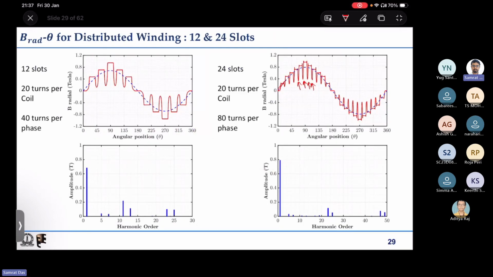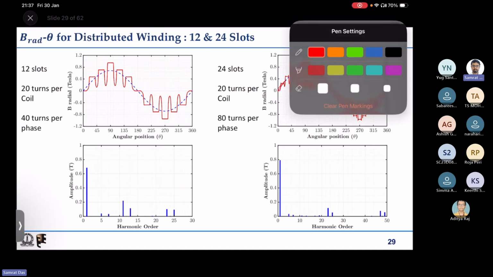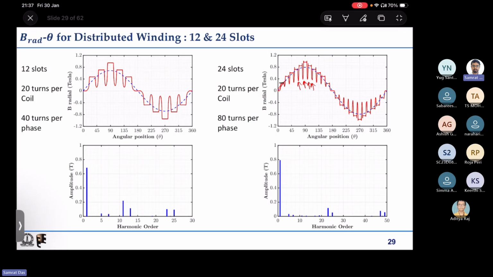So if we do this mathematics, then we will basically have this type of MMF distribution. So some MMF, then there will be a stepped change, then there will be another step. Similar to whatever I showed, if we complete the whole thing, then we will get the MMF distribution in the air gap like this, stepped like this. And this will have a significant fundamental component.